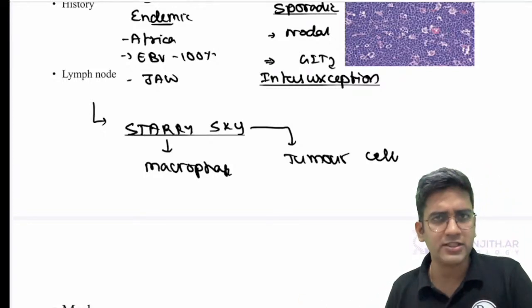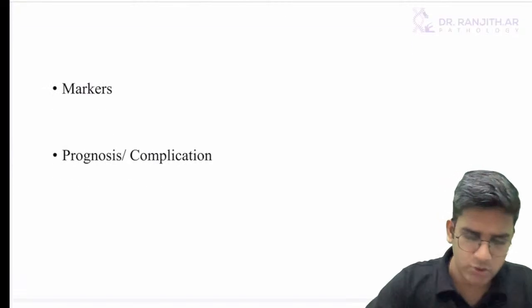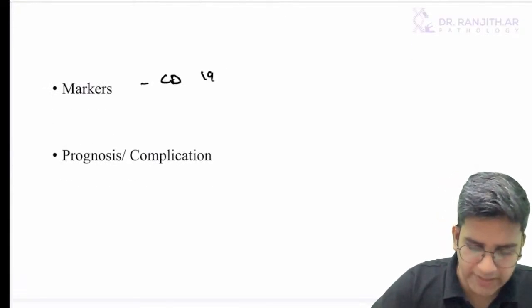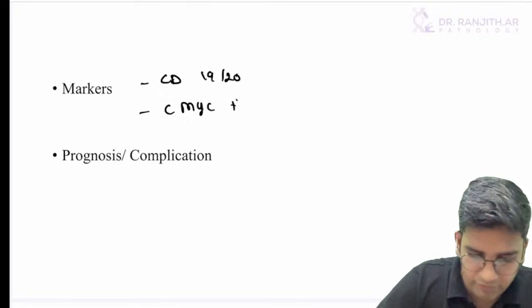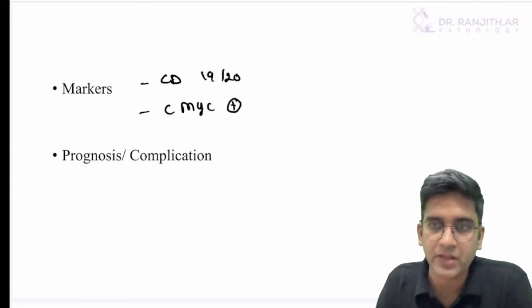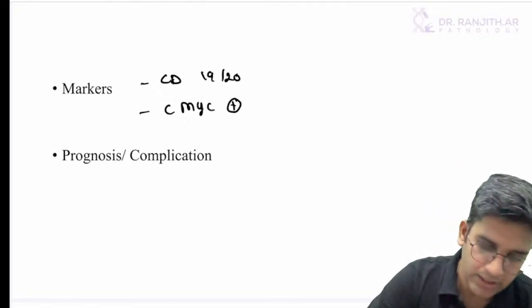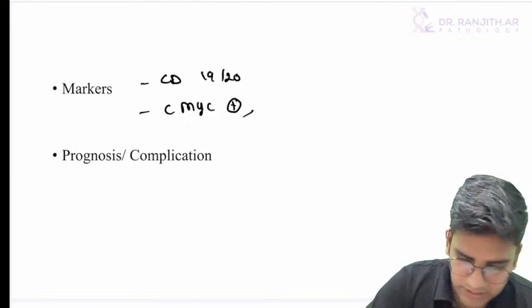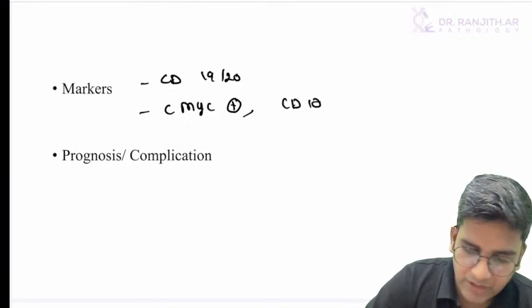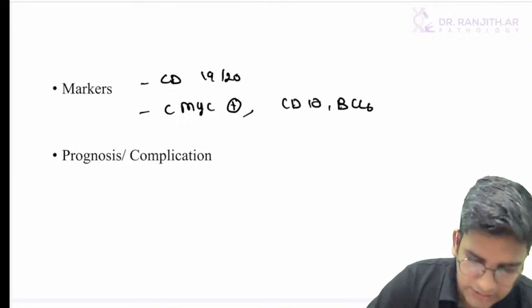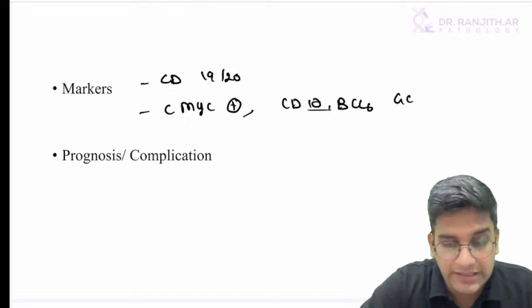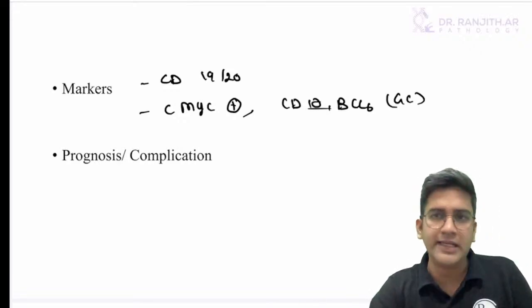Markers: Burkitt's is B cell, so obviously they are CD19, CD20 positive by default. And the most important for me is C-MYC positivity, which is very, very important. Okay, I'll tell Ankit. Fine. The next one here for me is CD10, BCL6 if required, because they are germinal center markers. Since they come from the germinal center, it will be involved as well.